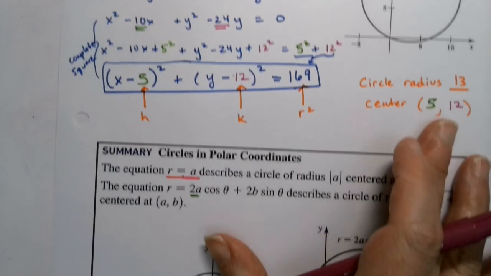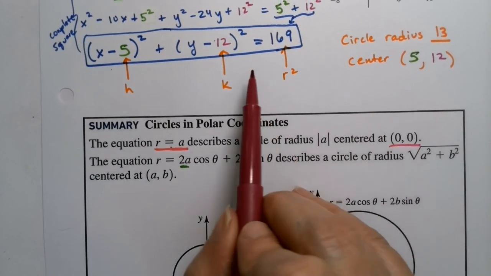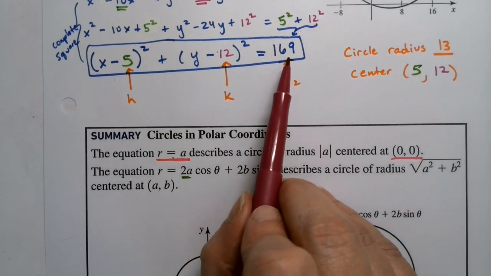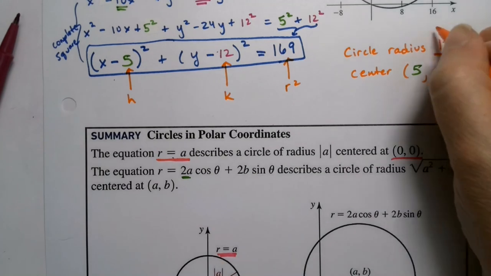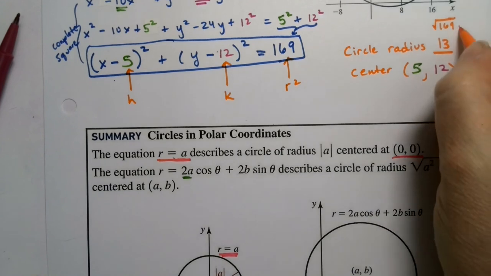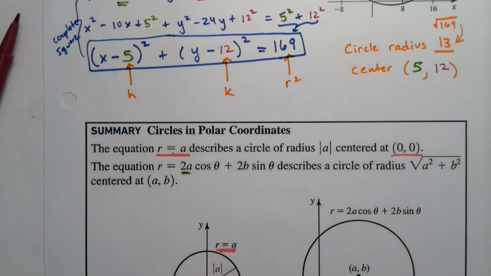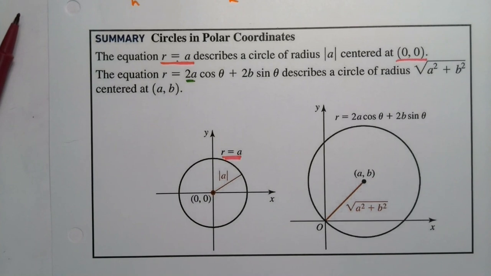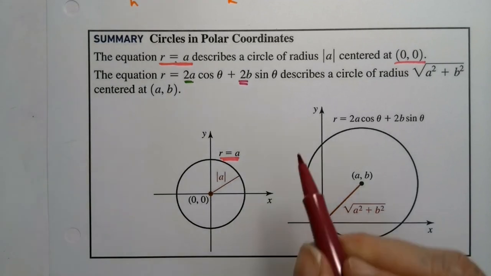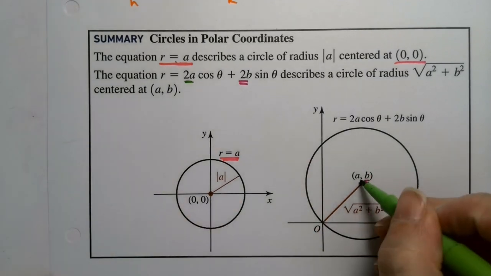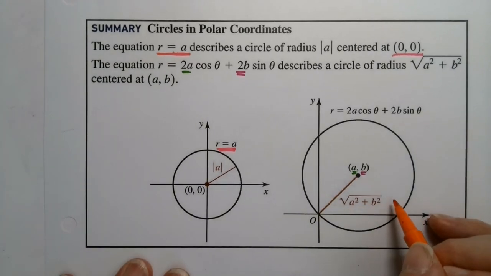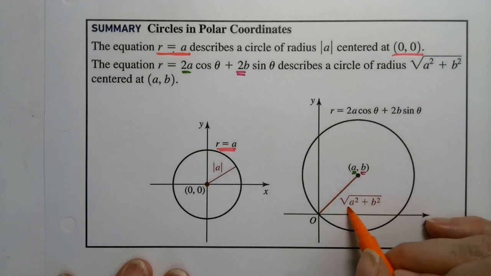5 and 12 are our center, and then the square root of 5 squared plus 12 squared. So 5 squared plus 12 squared made 169. Square root of 169, I'll just write it over here, is 13. And that's how a circle works in the polar coordinate system, right? So it gets you the center, a comma b, which in our case was 5, 12, and it gets you a radius equal to the square root of a squared plus b squared, which in our case was 13.